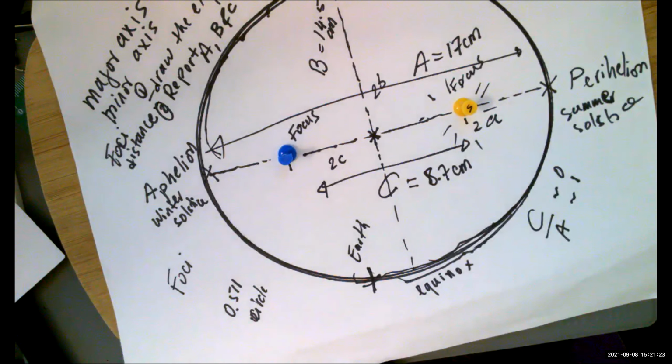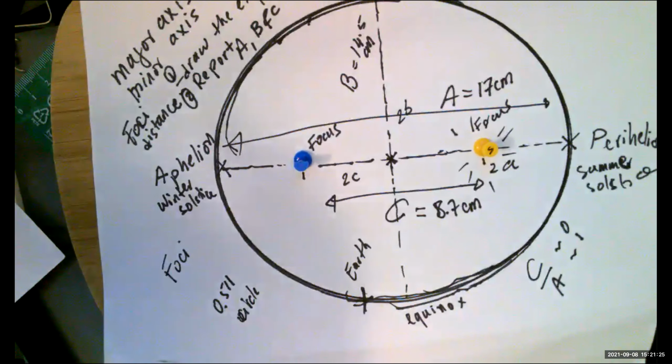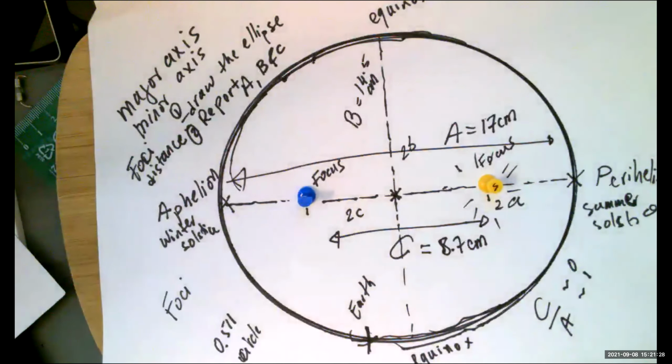Oops, it's still the same camera. Okay, so this is the other camera. And let me see if I can turn it slightly so that you see the entire ellipse.